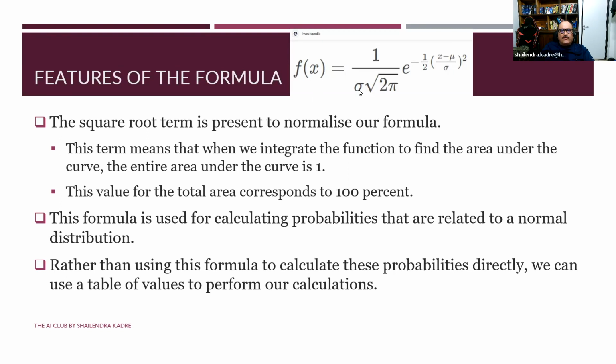Then the square root term which we have included here, sigma root 2 pi, is to normalize the formula. Normalize means that if we don't include root 2 pi, the value of y will increase more than 1. We don't want that, because probability is always less than 1. So we want to normalize this. The value of this function f(x) should, for every x, lie between 0 and 1. That's why we include this root 2 pi value.